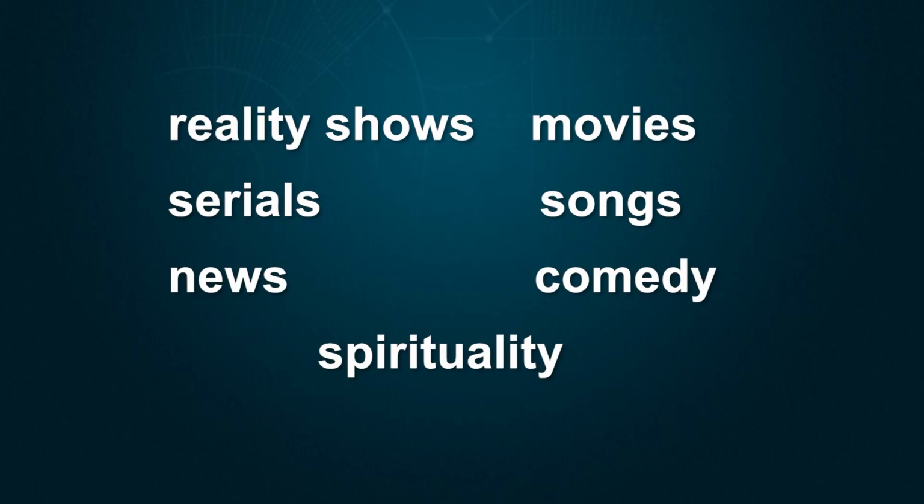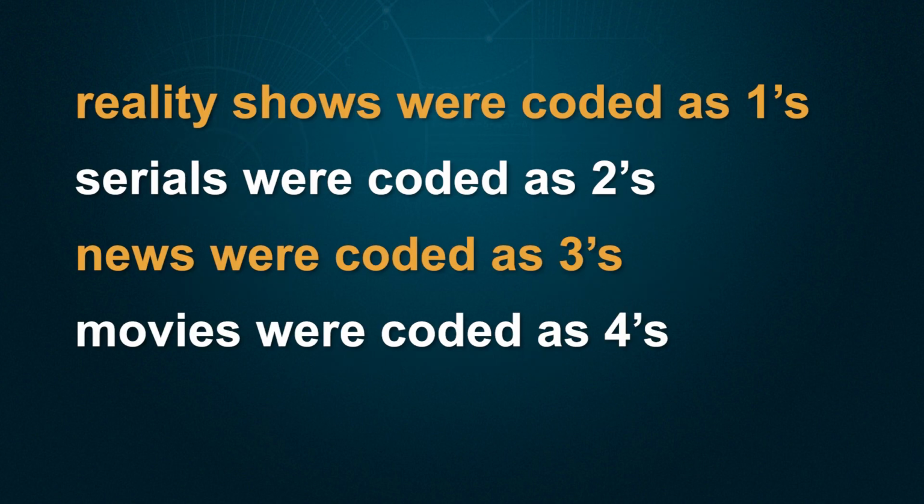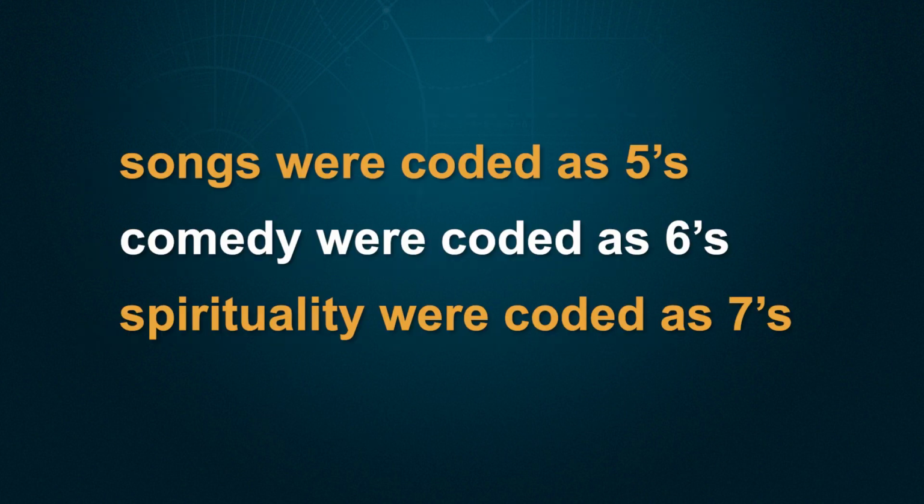The third question entries are reality shows, serials, news, movies, songs, comedy, and spirituality, where reality shows were coded as 1, serials were coded as 2, news was coded as 3, movies were coded as 4, songs were coded as 5, comedy was coded as 6, and spirituality was coded as 7 for data analysis.